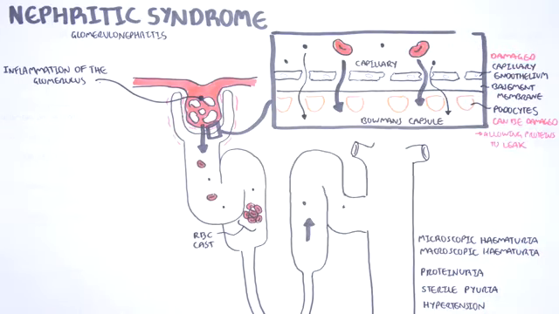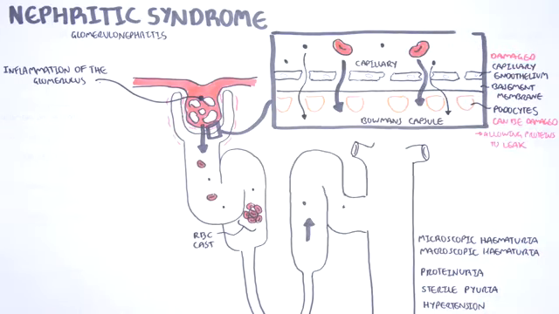Treatment of ANCA-associated glomerulonephritis includes induction treatment involving steroids and rituximab or cyclophosphamide. This is followed by maintenance therapy with azathioprine, mycophenolate, or rituximab for at least 12 months after stable remission has been achieved.